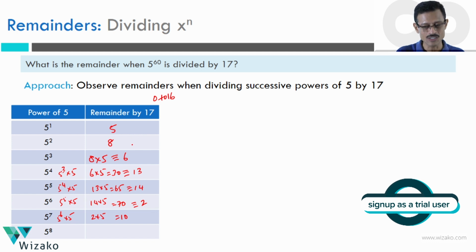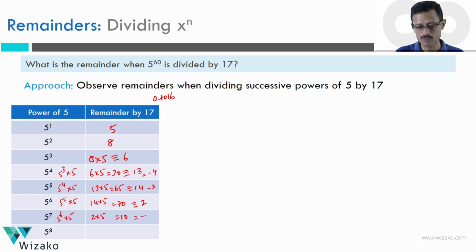Here the negative remainders are all much bigger than the positive remainder. Probably one place where it is smaller is minus 4, this is minus 3, this is again bigger. Here it is equal to minus 7. None of these seem friendly. Let's just go one more step. This is 5 power 7 into 5. This is 10 into 5, which is equal to 50. 2 into 17 is 34, so this is equal to 16. At least somewhere, some hope in life, we have reached a minus 1 here.